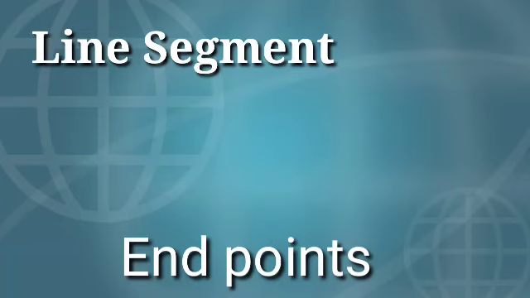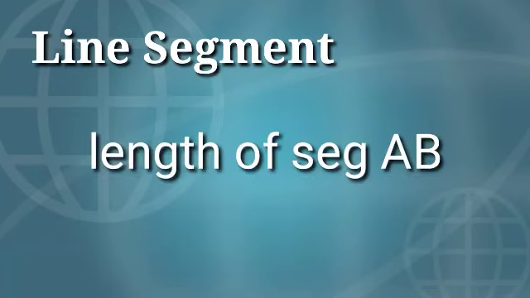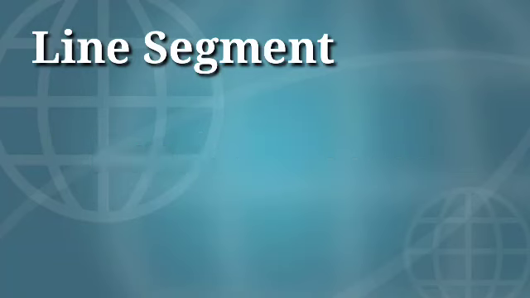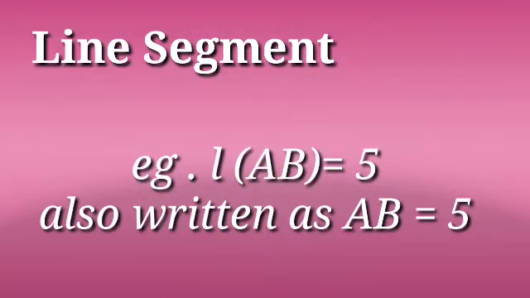And the distance in between the endpoints of a segment is called the length of the segment. And that's why we can write length AB is equal to distance of AB. Length AB is equal to 5 and is also written as AB is equal to 5.